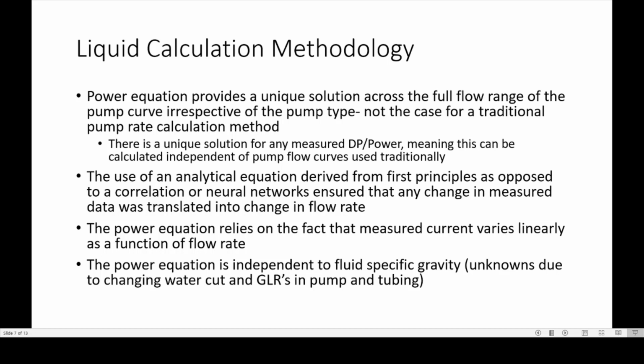The use of the analytical equation derived from first principles, as opposed to a correlation or neural networks, ensured that any change in measured data was translated to change in the flow rate. And the power equation relies on the fact that the measured current varies linearly as a function of flow rate. And the power equation is independent of the fluid-specific gravity because there are some unknowns due to changing water cut and GLRs in the pump and the tubing, which is why specific gravity can be an unknown when you do the traditional calculation.